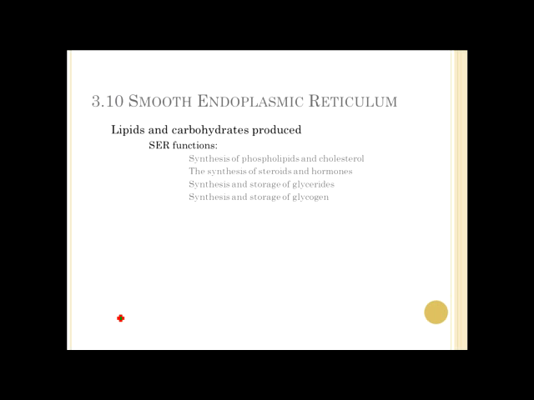Smooth endoplasmic reticulum. Lipids and carbohydrates are produced in here. Smooth endoplasmic reticulum functions. Synthesis of phospholipids and cholesterol is going to be very important in the manufacture and upkeep of the cellular environment. The synthesis of steroids and hormones. So it's actually going to make steroids and hormones, and these will interact with multiple organ systems throughout the body. Synthesis and storage of glycerides, and synthesis and storage of glycogen. Glycogen is a polysaccharide, which means it's many molecules of sugar.